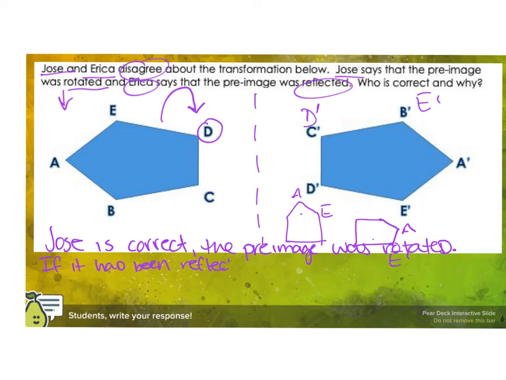If it had been reflected, comma, D prime and E prime would have been at the top of the image. Period. That's all it takes. Don't need a paragraph. Just explain to me, how do you know you're right?